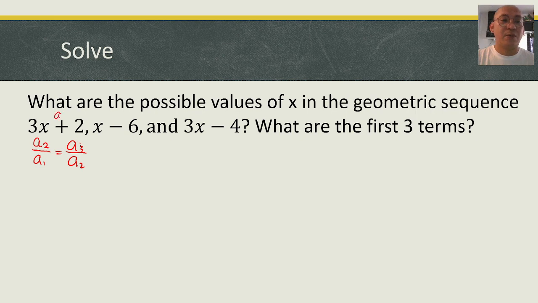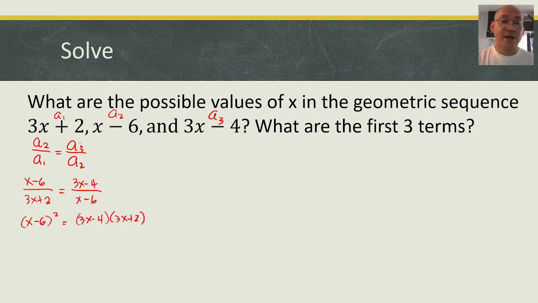So we will use 3x plus 2 as our a sub 1, x minus 6 is our a sub 2, and 3x minus 4 is a sub 3. So a sub 2, x minus 6 divided by 3x plus 2 is equal to 3x minus 4 as our third term divided by x minus 6. So same process, we will now cross multiply so that we have x minus 6 squared and we have 3x minus 4 times 3x plus 2.